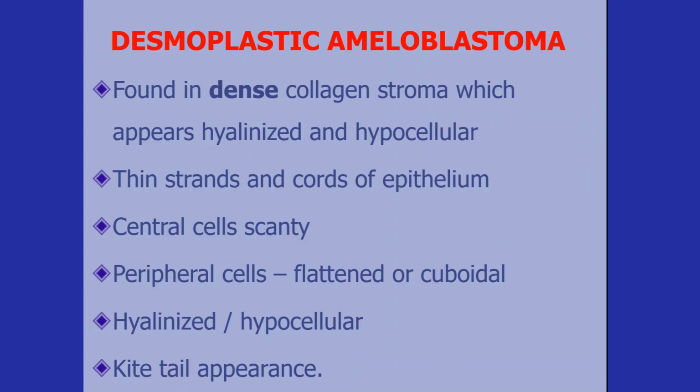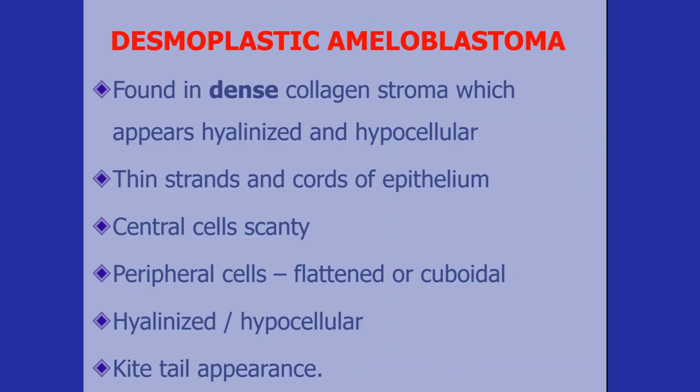Desmoplastic ameloblastoma, it is found in dense collagen stroma which appears hyalinized and hypocellular. Thin strands and cords of epithelium can be appreciated. The central cells are scanty in these follicles or strands. Peripheral cells are flattened or cuboidal. Hyalinized or hypocellular structure can be seen. Kite tail like appearance is also appreciated.